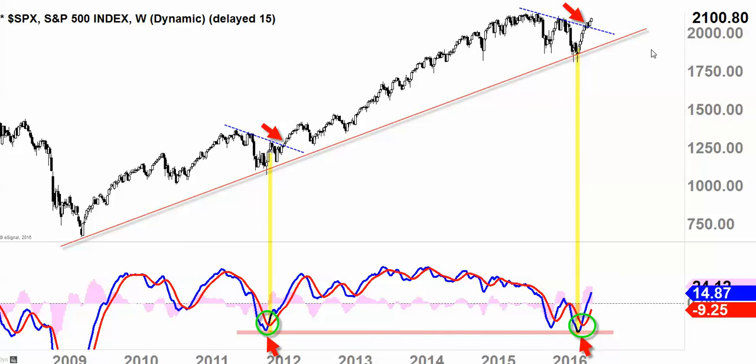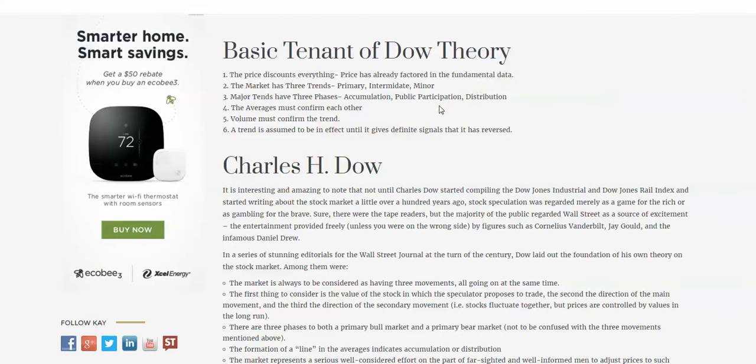But what I'm saying is this: because we do not have a clear signal the market has been reversed, we have to say the trend is assumed to be in effect, right? Which means the trend as of today is valid. It means that as far as a long term is concerned, as far as a primary term is concerned, we have to understand there are different terms. We have a primary term, intermediate term, minor term, right?